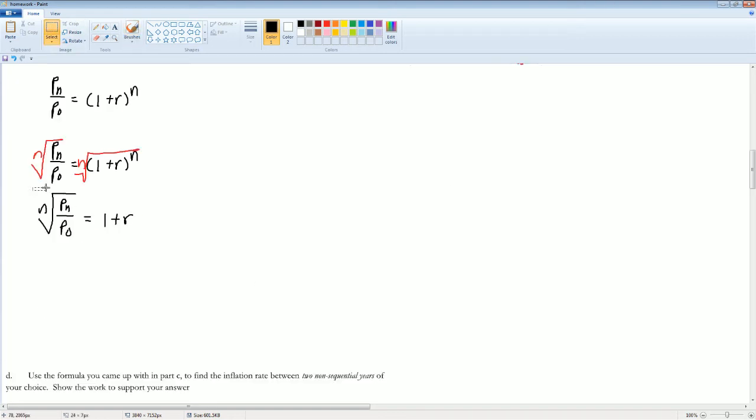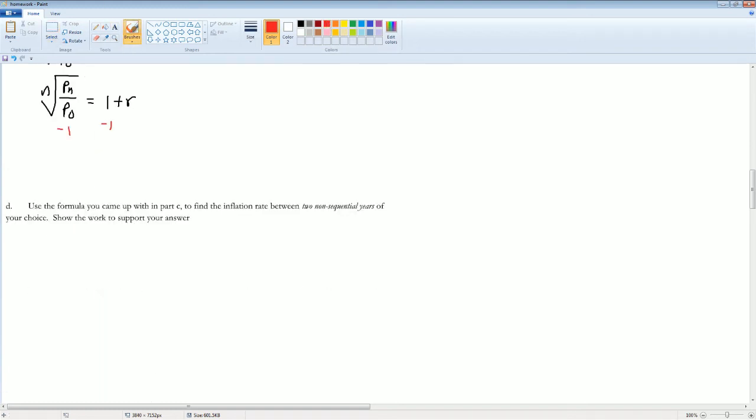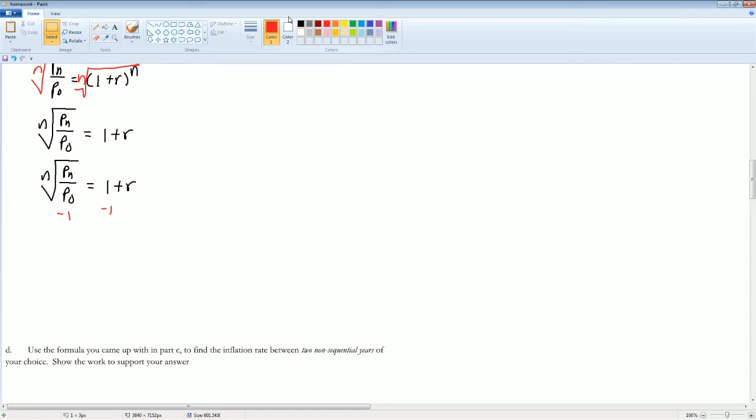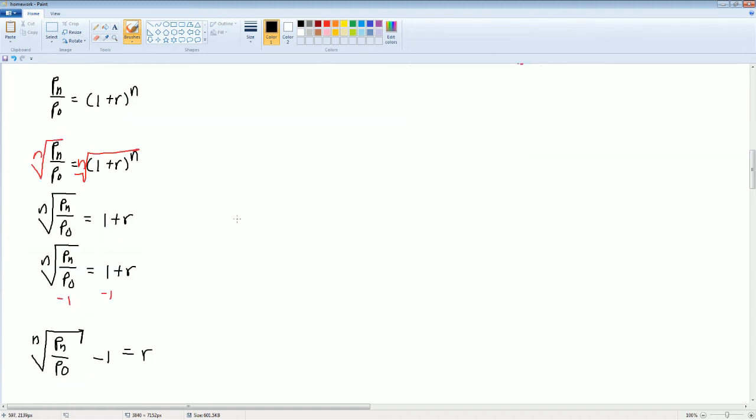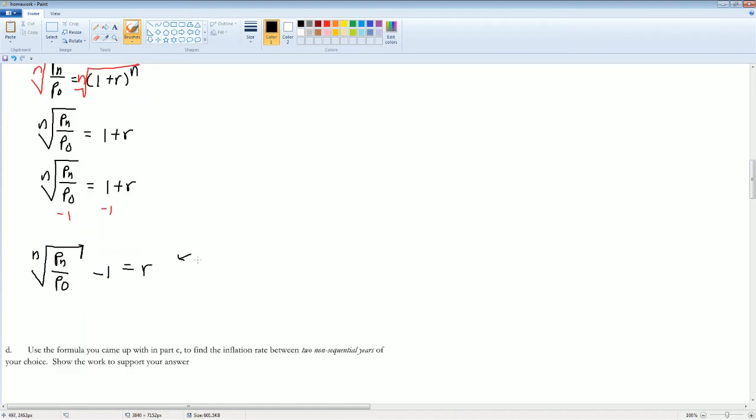Okay, this is what it looks like after you simplify. Now I'm going to subtract 1 from both sides. That's how I get the R alone. Subtract 1, subtract 1. What do I have left over? I still have the Nth root of Pn over P naught, subtract 1, is equal to R. Is that what they want? Use your knowledge to solve for R. Yep, this is R solved for. That's pretty brutal, but there it is.